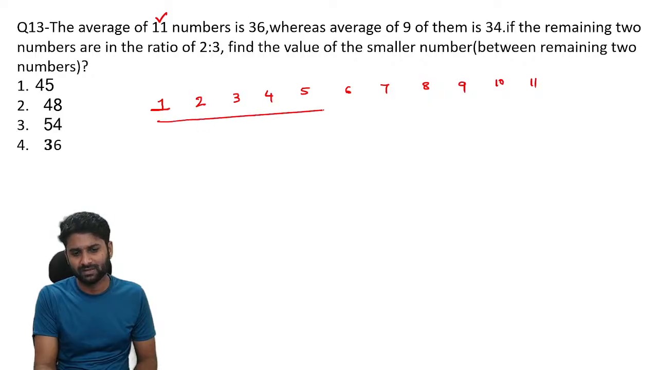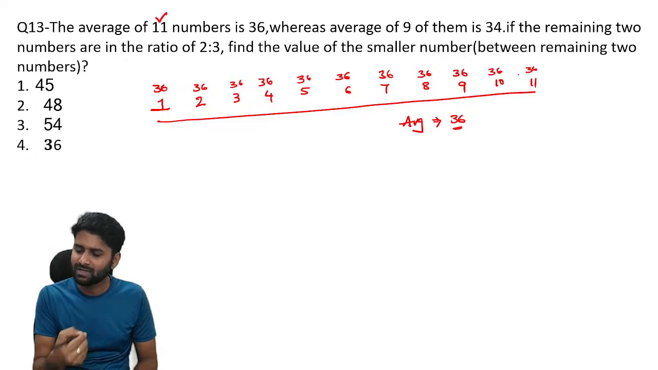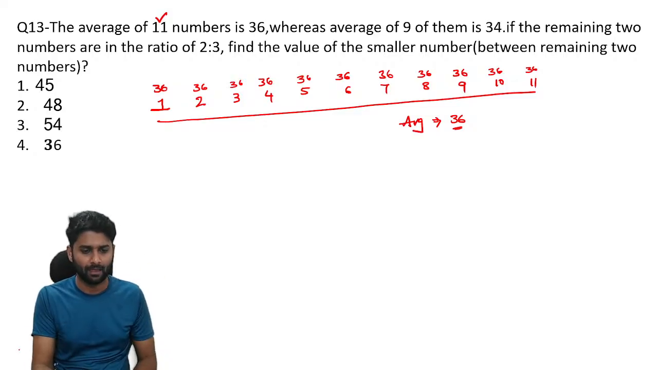They clearly mention that if you calculate, the average is 36. What does it mean? If each and every number is 36, you can save your calculation, guys. Don't go through those long multiplication methods. If each and every number is 36, then the overall average is also 36. Keep this point in your mind.